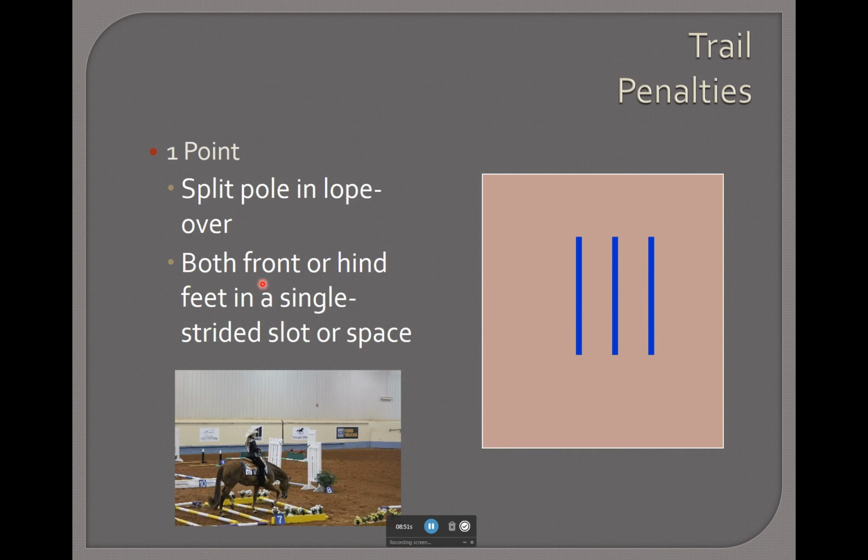Another 1-point penalty is if both front feet or hind feet are in the single strided space. So for example, here on this walkover, if this horse would put both feet into here, that's going to be a 1-point penalty. So you really have to watch some of those things fairly closely.